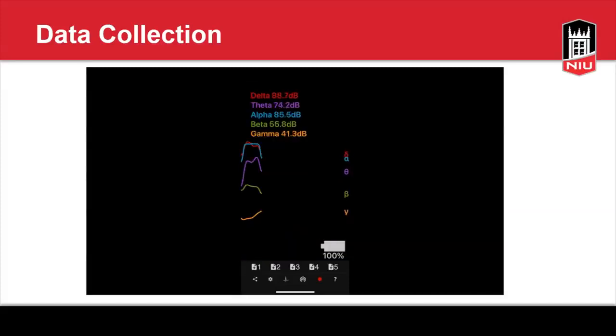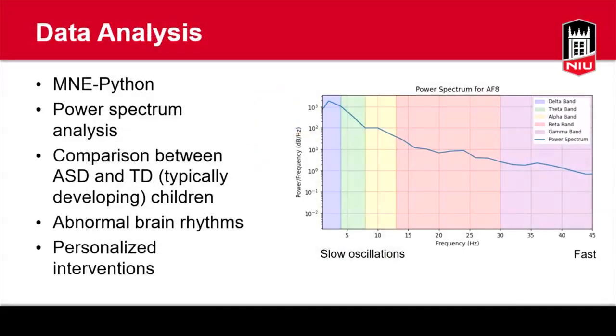After exporting data, we use the Python MNE library. That's a well-known free, open-source library for EEG analysis. So we can output some of the power spectrum analysis. Eventually, we would like to compare autistic children and neurotypical children and see what the differences are in their brain rhythms. That way, we can design better teaching resources or therapy.